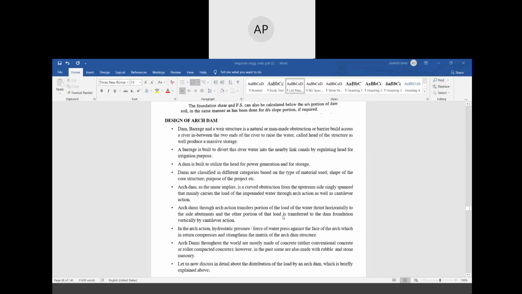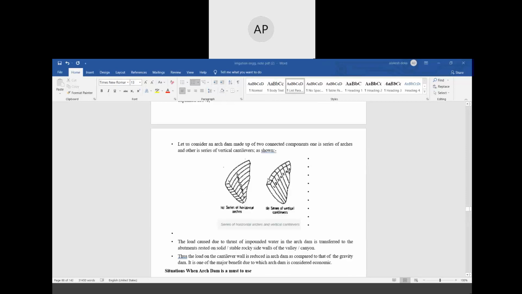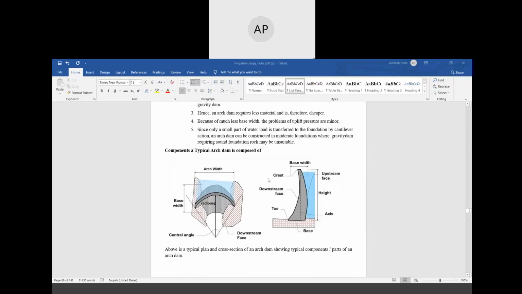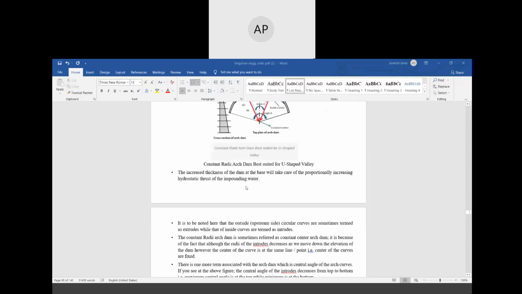Design of arch dam. So what is an arch dam? The structure of an arch dam is an arch-like structure. You can see the figure. The topmost portion is arch shaped. And these are the various components of a typical arch dam: base width, central angle, downstream face. And there are various types of arch dams.